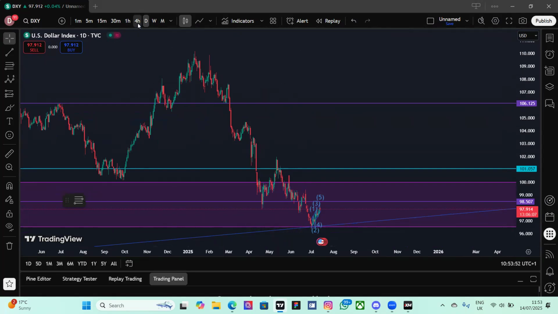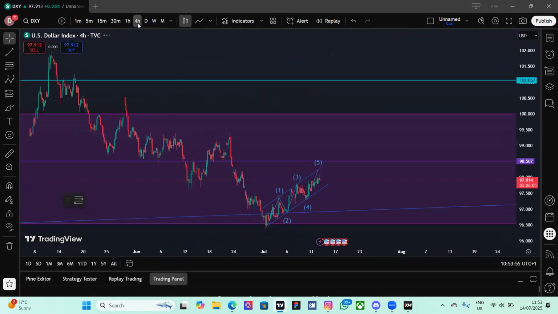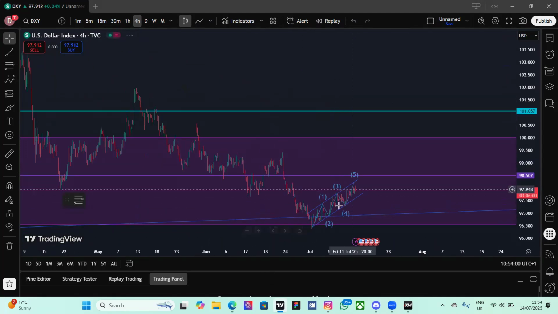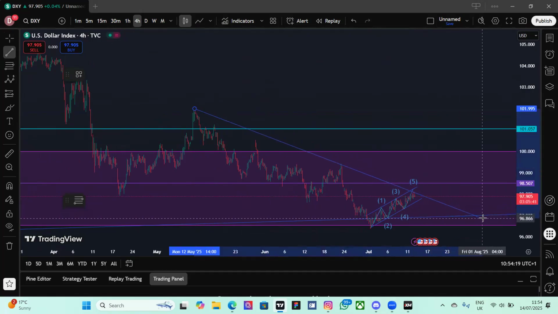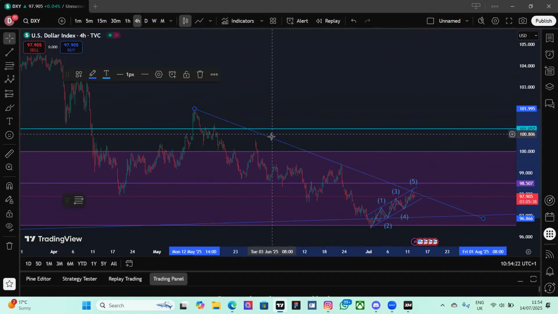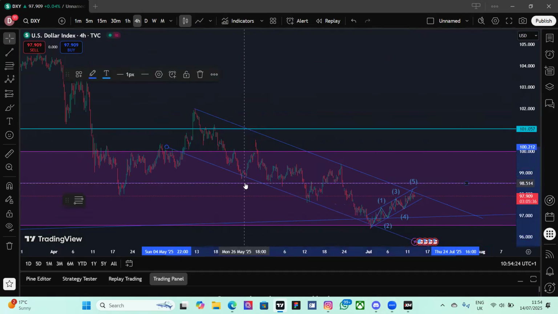But now, I did notice something. You are able to see that this is kind of a little bit of a channel. There is a completion of an Elliott wave with a five wave structure move pushed to the upside. But now, I did notice that there was a channel within this demand zone on the monthly, which is around here.